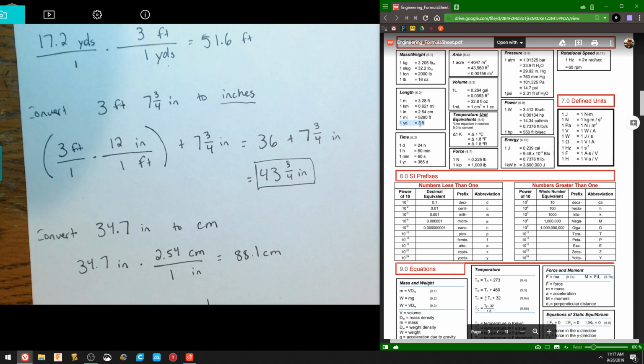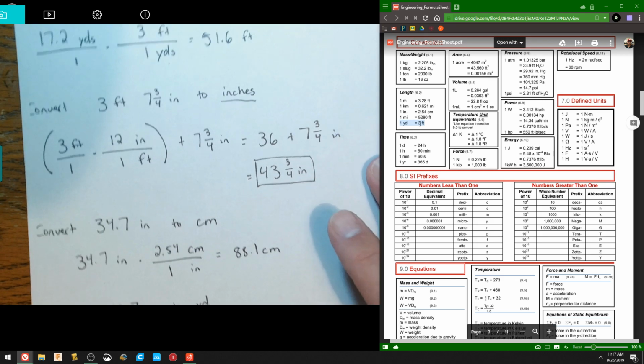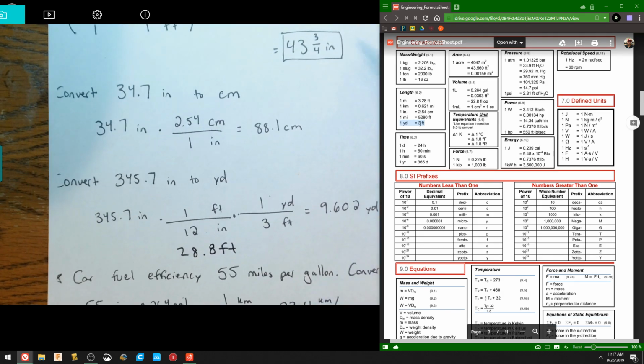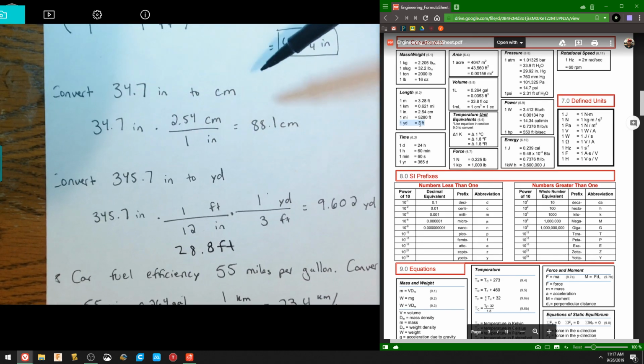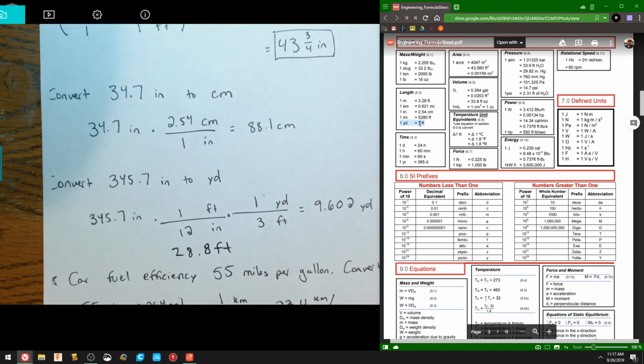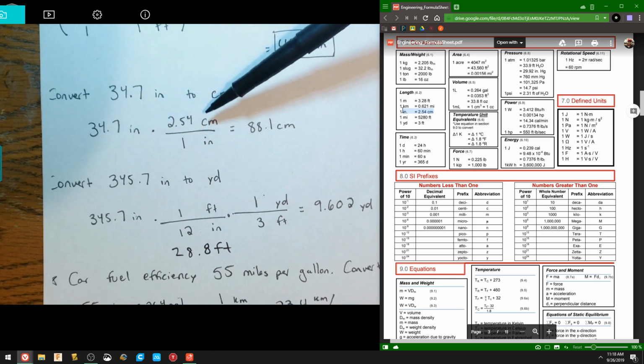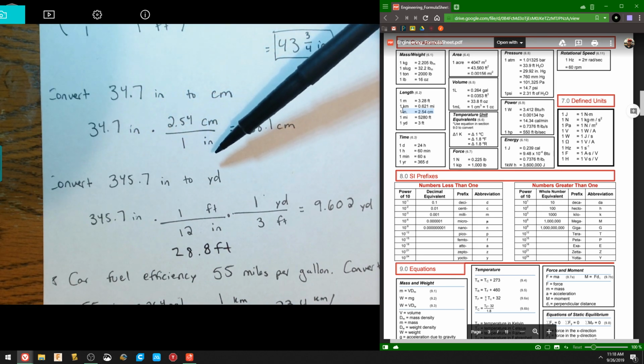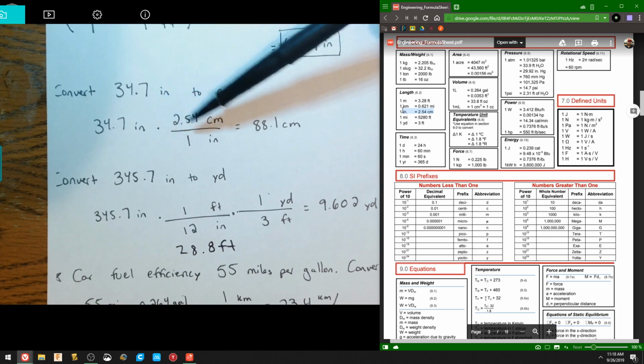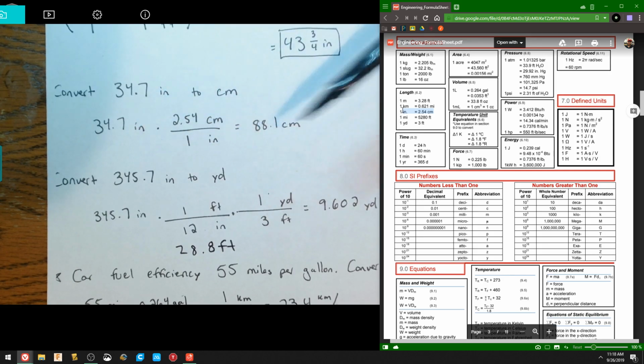Pretty easy? Any questions? I know this is really reviewish. Next, 34.7 inches to centimeters. Again, I look at my chart. My chart says 2.54 centimeters equals 1 inch. I have my given, I have my desired, I have my given. I multiply across, 2.54 times 34.7, and I get 88.1.